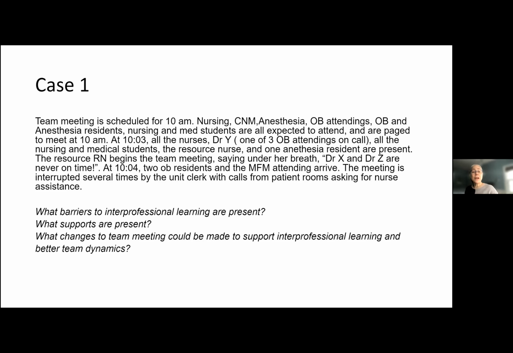If anybody wants to talk about the barriers that are here, but also what the supports are in this system for improving interprofessional learning. And then the last question is, what changes could be made to the team meeting to support interprofessional learning and to improve the team dynamics there?